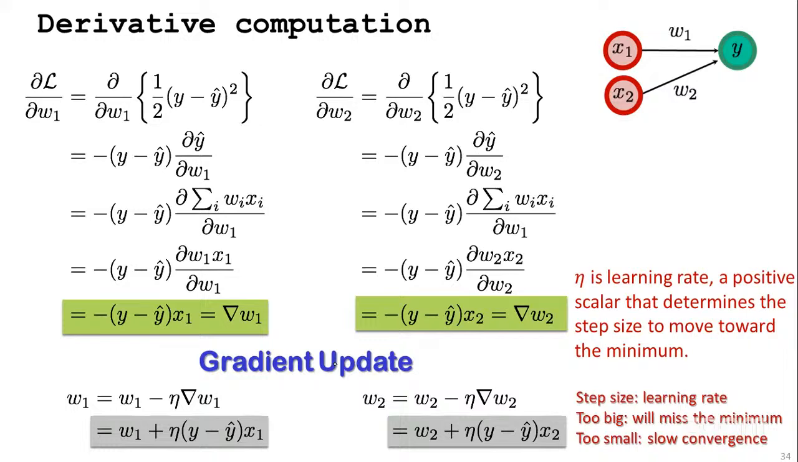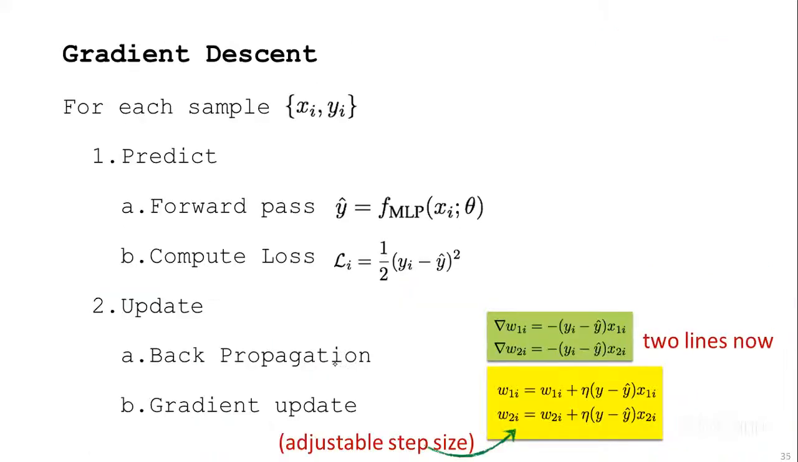So now if you see what has changed, till the forward pass it is the same, but in the backward pass, instead of one line, we now have two lines of update, because two weights are supposed to be updated. And this is your weight update. Here you can see eta, which gives an adjustable step size, so you can adjust it by fixing the value of eta.